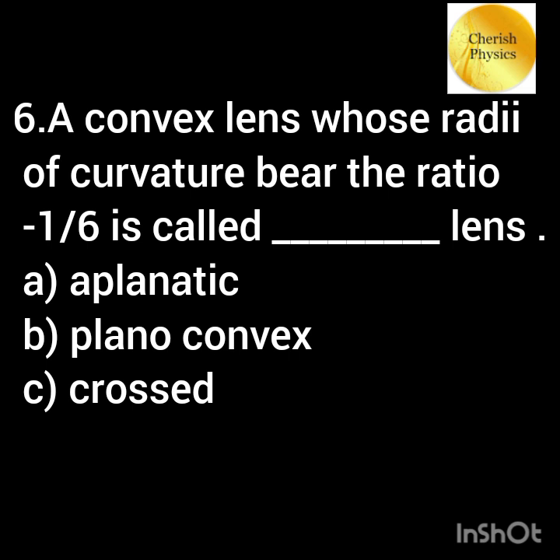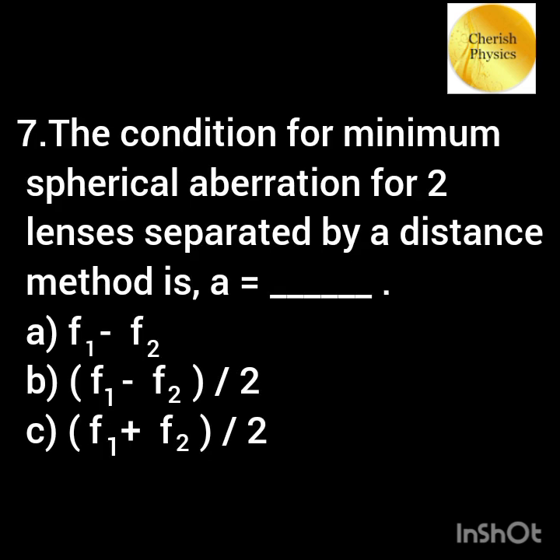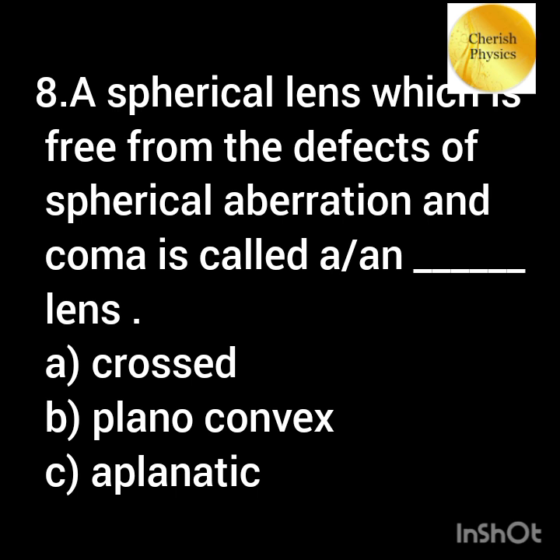A convex lens whose radii of curvature bear the ratio 1:6 is called dash lens. The condition for minimum spherical aberration for two lenses separated by a distance d is a equal to dash. A spherical lens which is free from the defects of spherical aberration and coma is called dash.